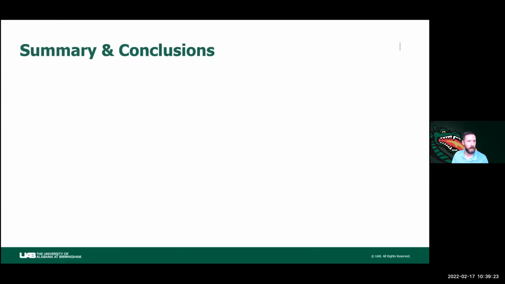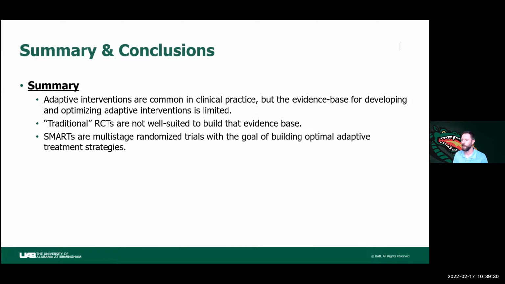All right, we're coming up to about 40 minutes here, which was my goal. I only have 1 slide on summary and conclusions, and they're pretty basic. Again, these adaptive interventions are really common in clinical practice, but the evidence base for creating and optimizing them is really limited. And the traditional RCT just frankly can't do it. It has its purpose, it's useful, but it does not build adaptive treatment sequences.